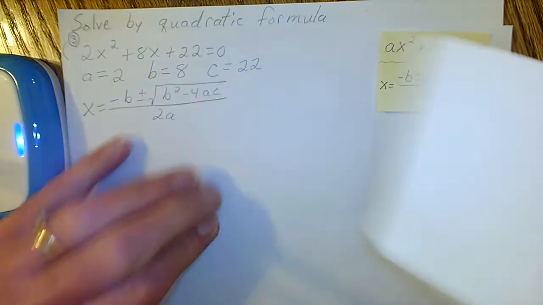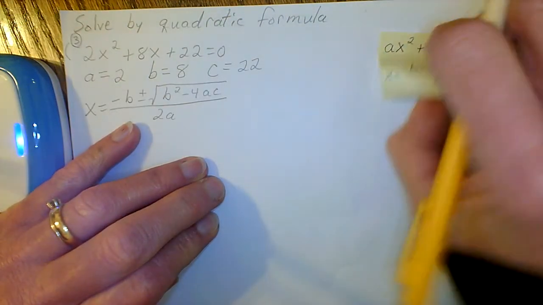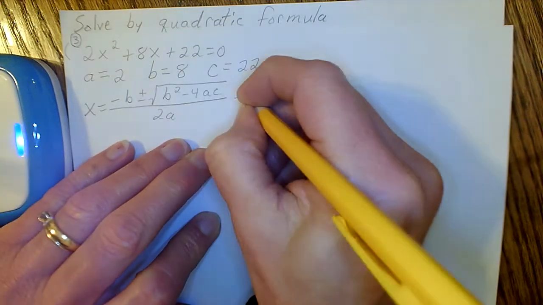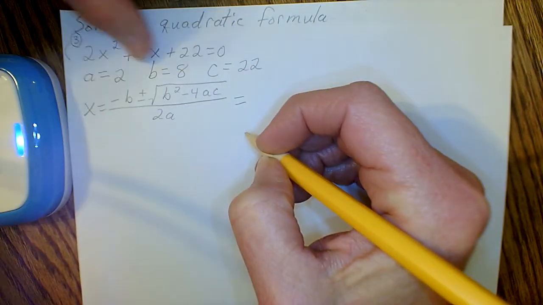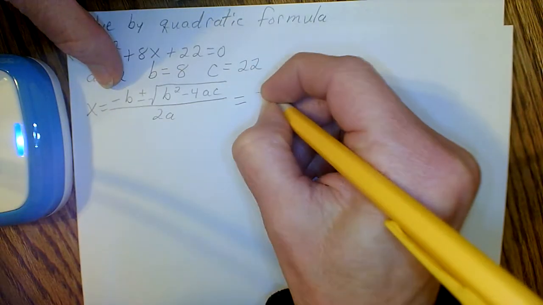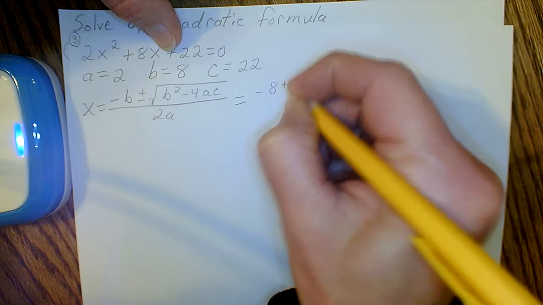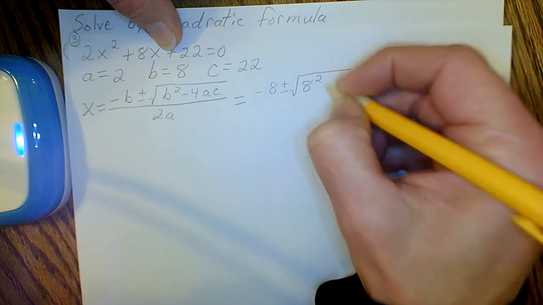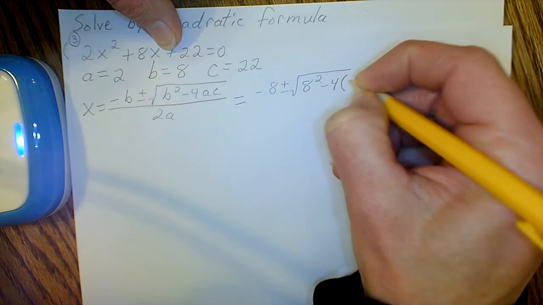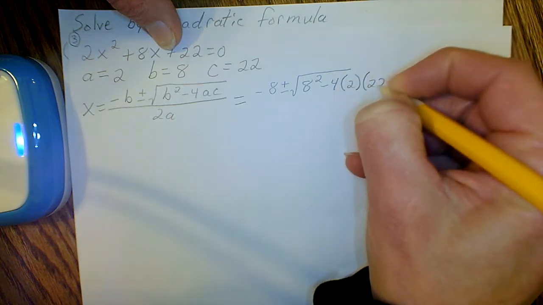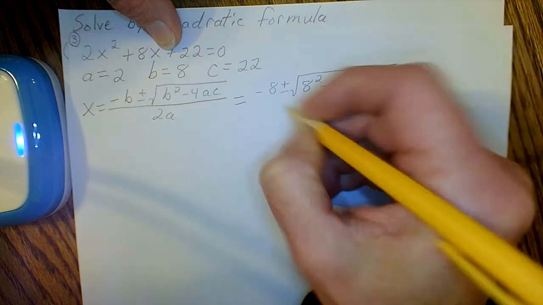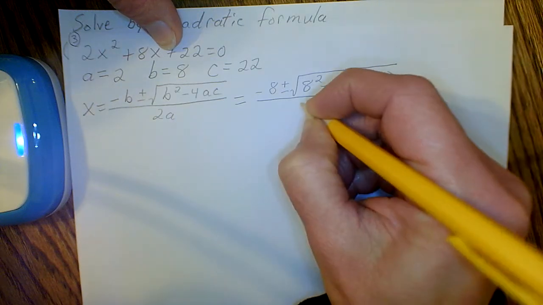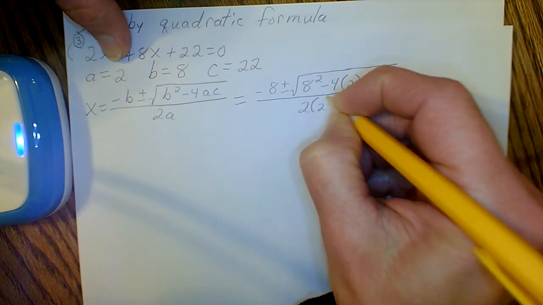Always a good idea to write out the formula again just to make sure you're getting that memorized. So I've already written that out here. So now we'll plug in our variables. So we have negative 8 plus or minus the square root of b squared, which is 8 squared, minus 4 times a, which is 2, times c, which is 22. Let's bring our radical over long enough. All over 2 times a, which was 2.